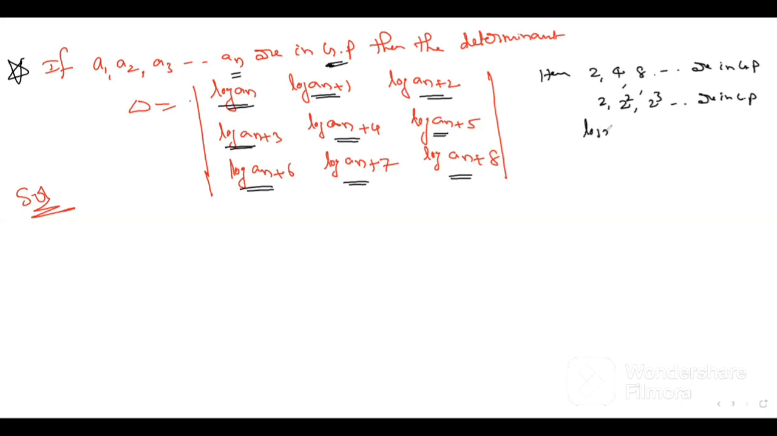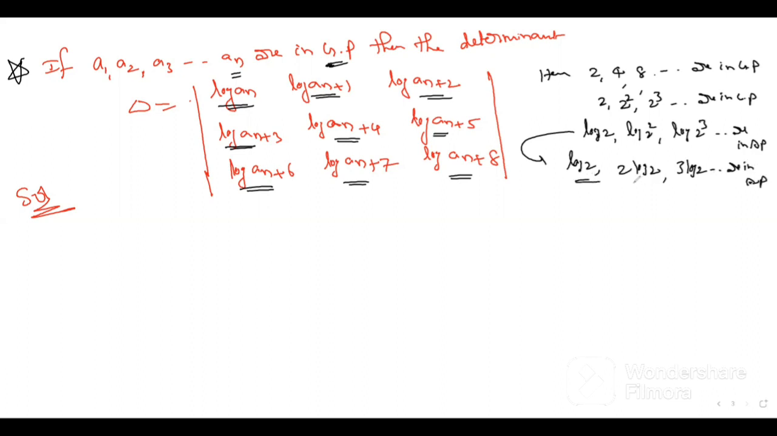Log 2, log 2 square, log 2 cube. So in logarithm, the values are in AP. Why? Because here log 2 is the first term. Log 2 square is nothing but 2 log 2, the power taken before the logarithm. Log 2 cube is nothing but 3 log 2. Are in AP. Why? Because here the common difference is equal. 2 log 2 minus log 2 value is log 2. 3 log 2 minus 2 log 2 value is log 2.